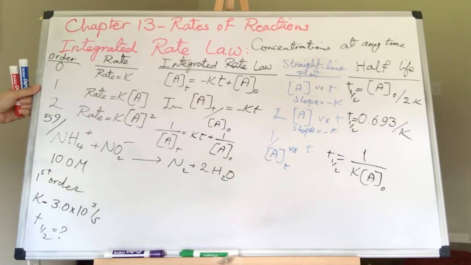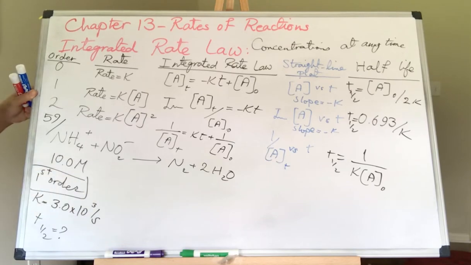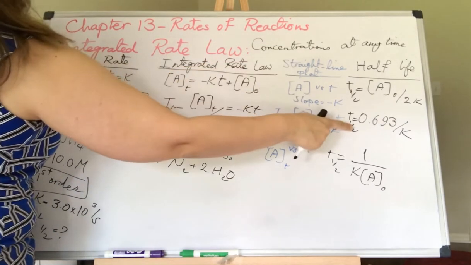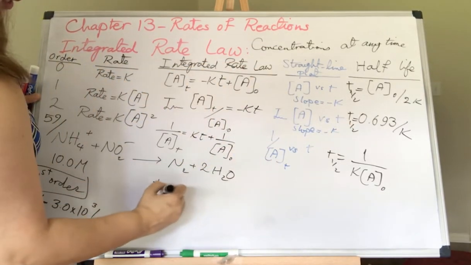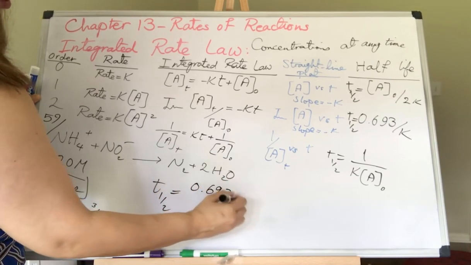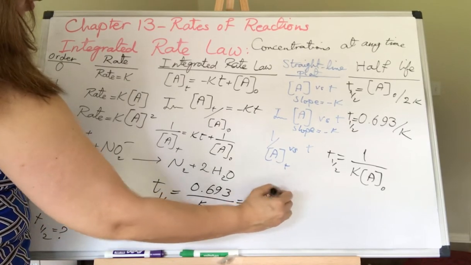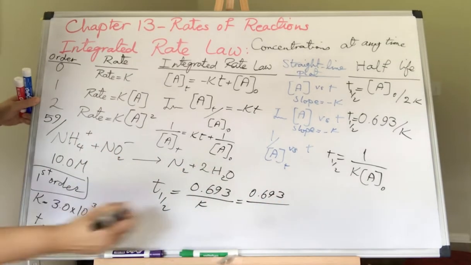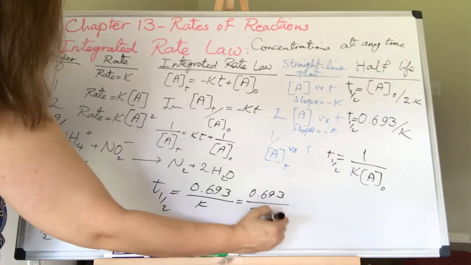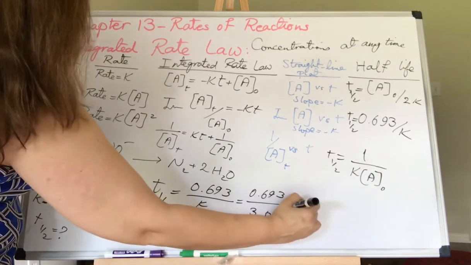So in order to find the half-life, we are talking about the first order. What is the half-life of a first order reaction? This equation: T half-life is 0.693 over K, which is 0.693 over, what was K? 3 times 10 to the third per second.